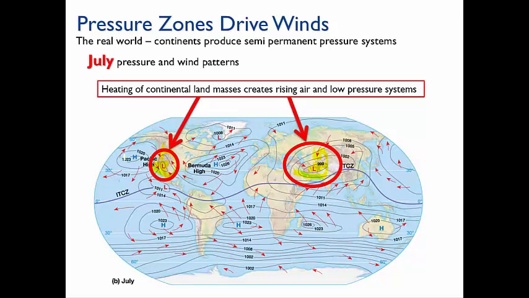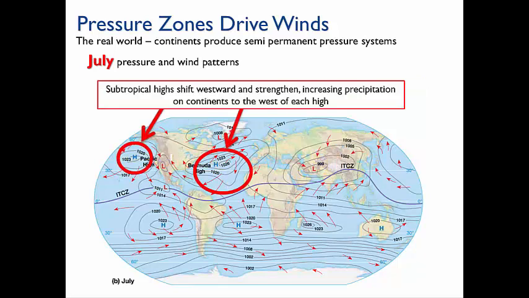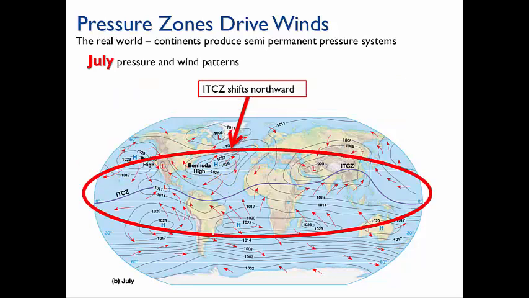Also, we still have our Pacific high and our Bermuda high, those subtropical highs. The difference is they shift a little to the west, so they both shift westward, and they strengthen, they get stronger, which increases the precipitation to the continents that are to the west. So the eastern part of the U.S. is going to be getting more moisture moving in off the Atlantic Ocean and the Gulf of Mexico, and this Pacific high is pushing moisture towards Asia.